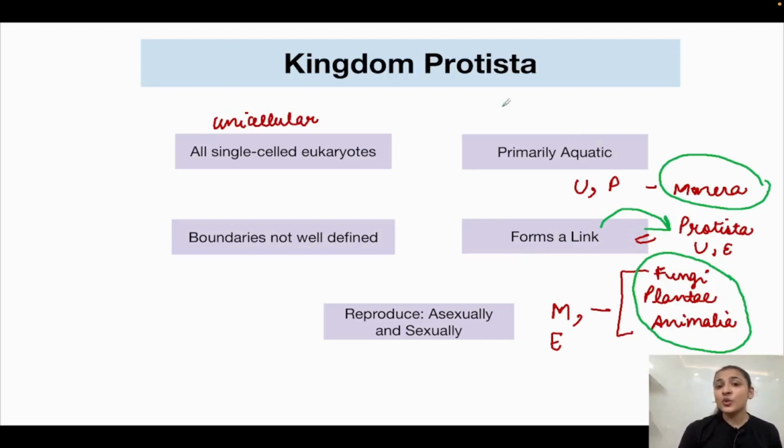The members जो है Protista के, they are primarily aquatic, and जो mode of reproduction है, they reproduce both by asexual means and sexual means. If we talk about sexual reproduction, in sexual reproduction, there is a method in which certain gametes are formed and cell fusion occurs. So these are the general characteristics of kingdom Protista.